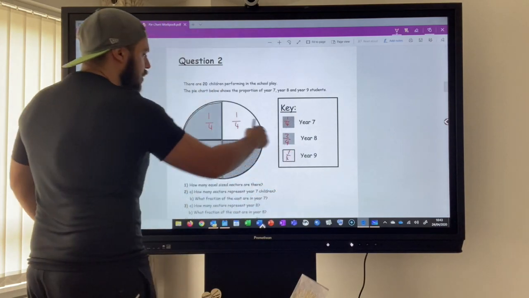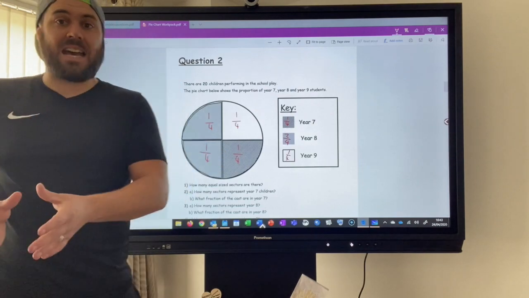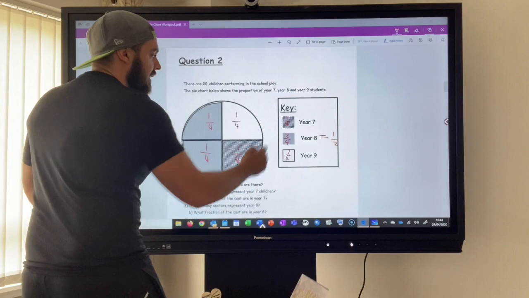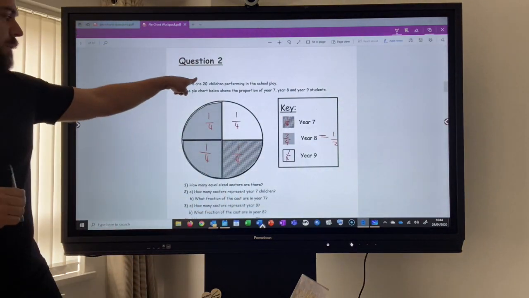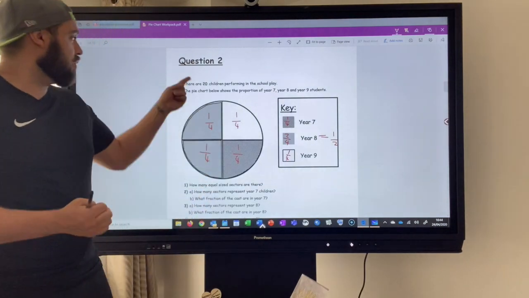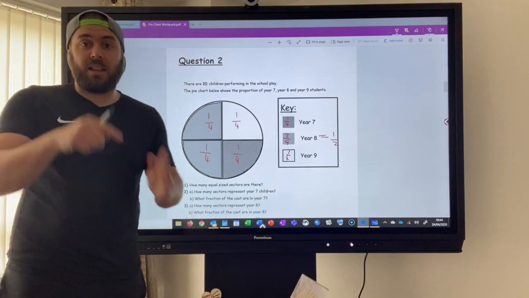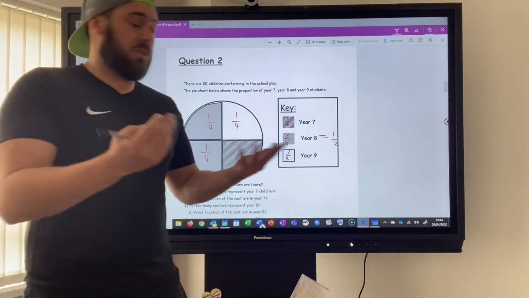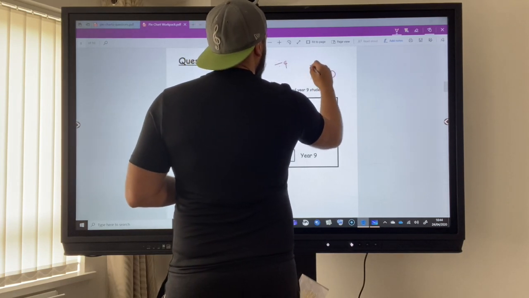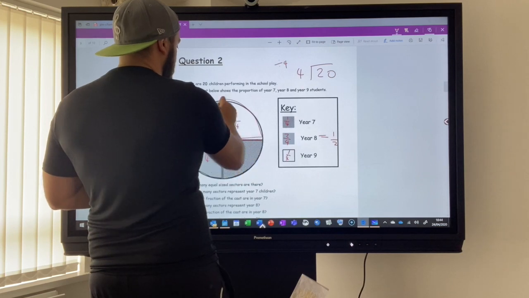Now we also know, this is what we're talking about, knowing your equivalent fractions, two quarters is equal to a half. So we've got half of our things is year 8, and a quarter, and a quarter. And there's 20 pupils. So we can even work it out before we look at these questions, how many is in each part? There's 20 pupils, how many would be in one quarter? Well, one quarter of 20. To find a quarter of anything, you divide by 4, so it's 20 divided by 4, which will give me just what's in this section.